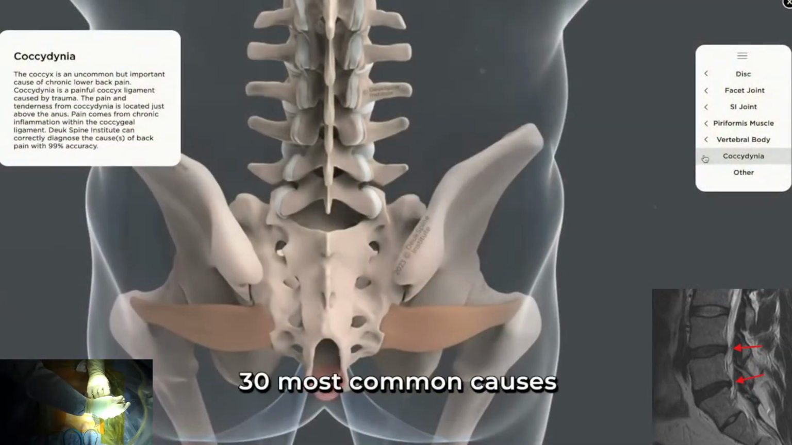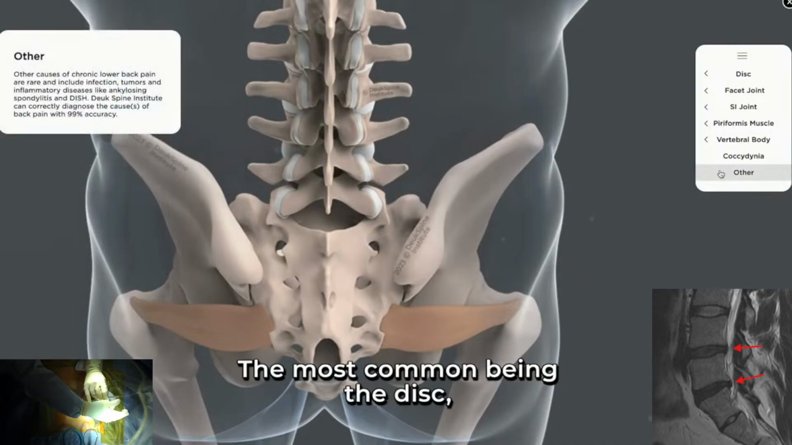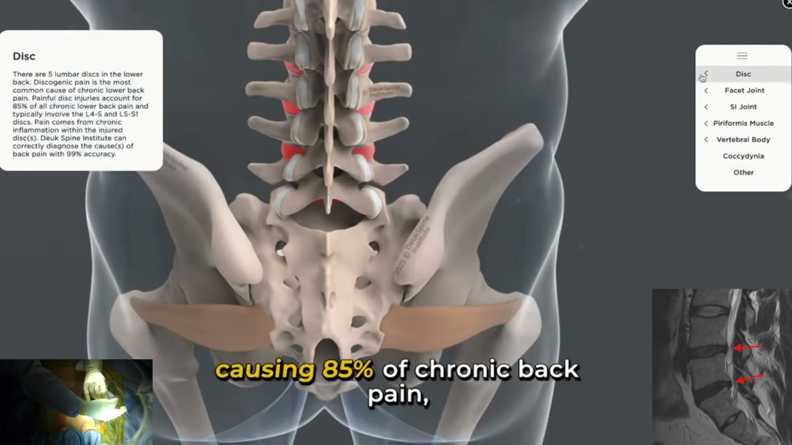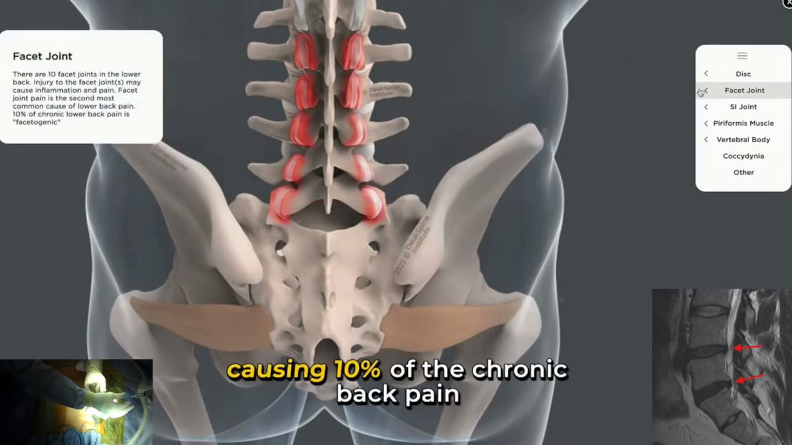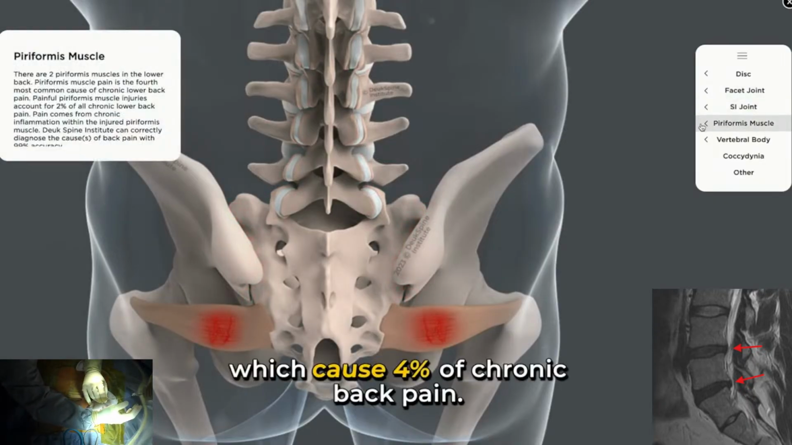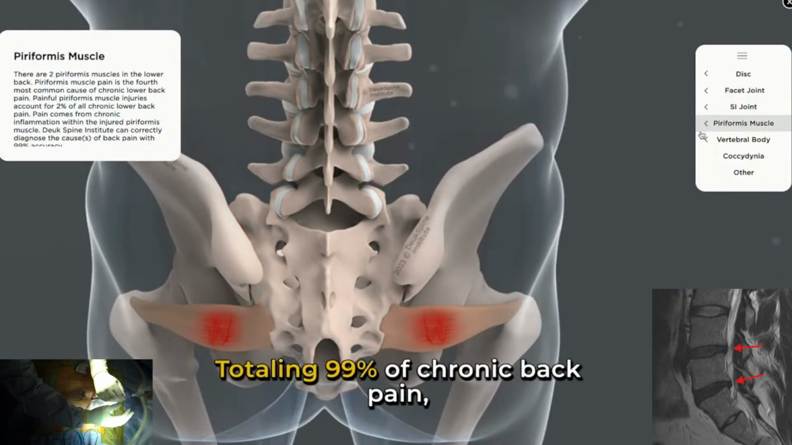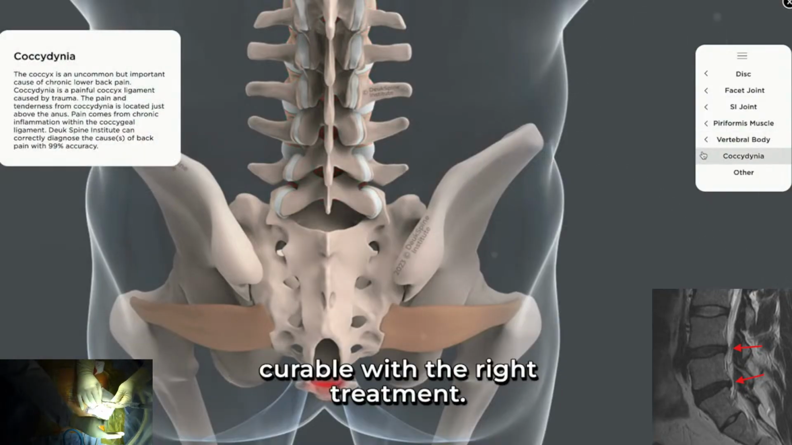These are the 30 most common causes of chronic debilitating back pain, the most common being the disc, causing 85% of chronic back pain, followed by the facet joint, causing 10% of the chronic back pain, followed by the piriformis muscle and sacroiliac joint, which cause 4% of chronic back pain, totaling 99% of chronic back pain, which is totally fixable and curable with the right treatment.